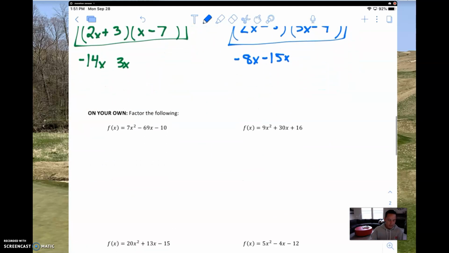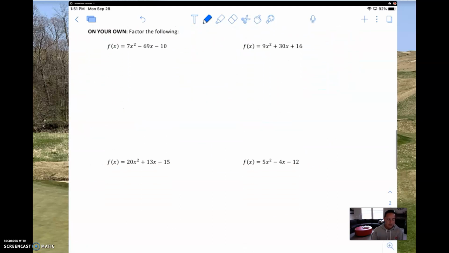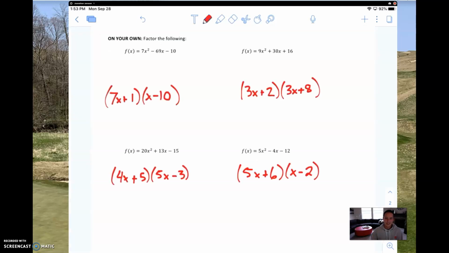Go ahead and try the next 4 on your own. Go ahead and pause the video, and then I'll reveal the answers in just a second. No, I'm serious. Go ahead and hit pause. Pause right there. Pause. Ta-da! There's your answers. Go ahead and check those. If you got them wrong, go ahead and maybe double check and distribute and see why you got them wrong.